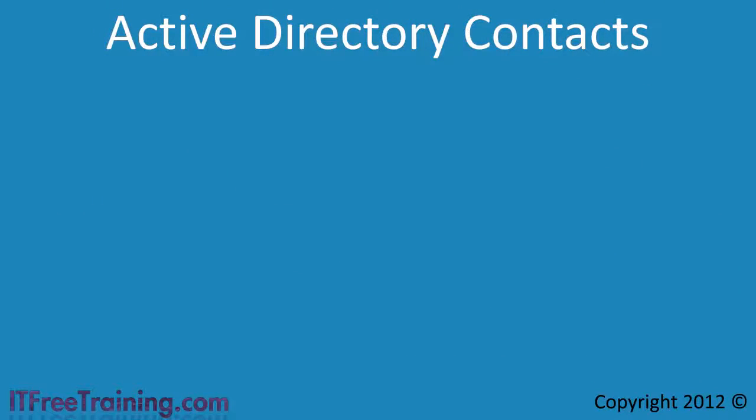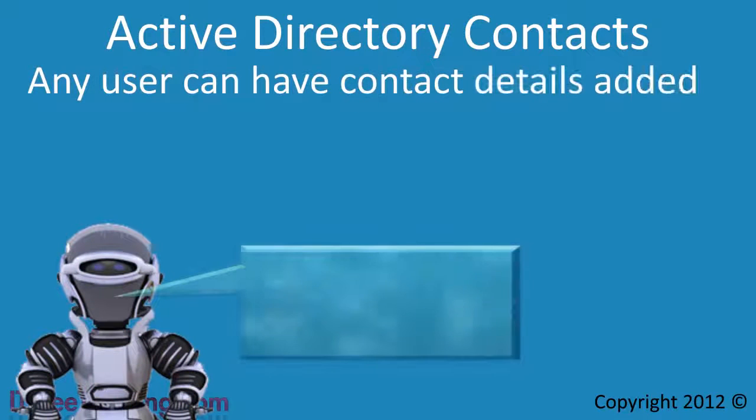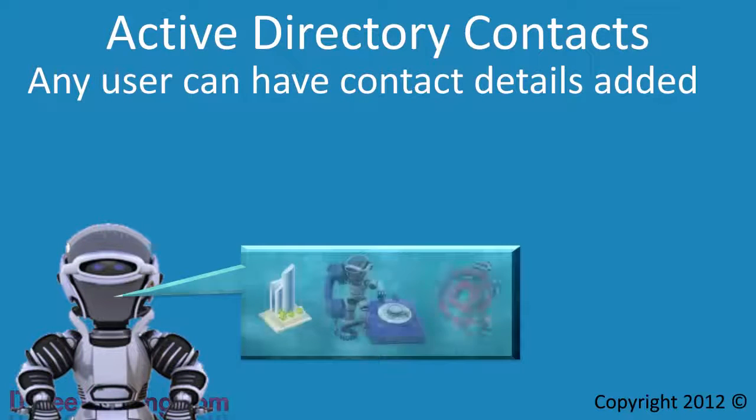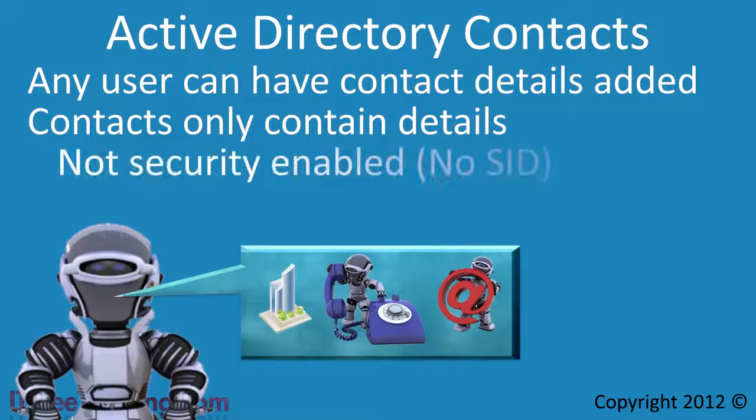In Active Directory, for any user that you create, you can add details about their address, phone number, and email information. This makes it easy for email software to read the information stored in Active Directory in order to retrieve information about users in your company. The difference between users and contacts is that contacts only contain details about the person. Contacts are not security enabled, so thus do not have a SID.